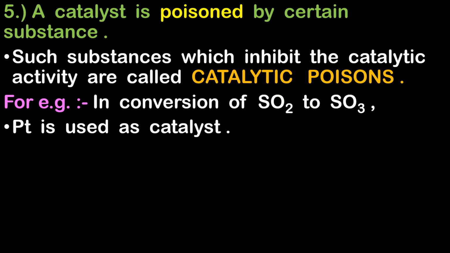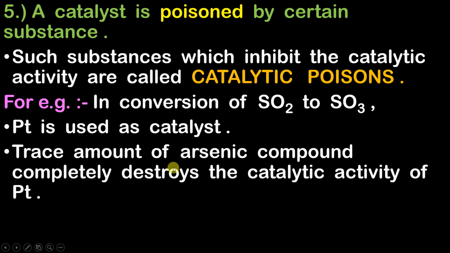And guys, even if there is a trace amount of arsenic compound present, this arsenic compound will completely destroy the catalytic activity of platinum. Which means that even if you add platinum as a catalyst, if there is a presence of arsenic compound, then there won't be any effect of the catalyst, because this arsenic compound is going to form platinum arsenide at the surface, and because of this there will be no use of platinum.